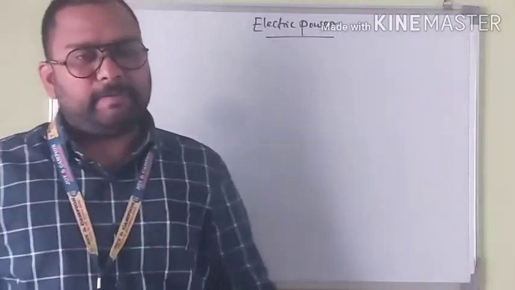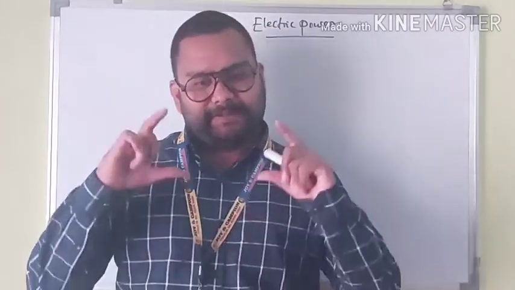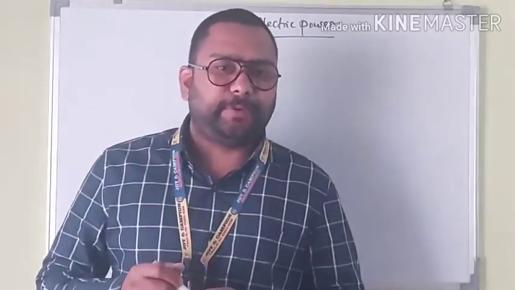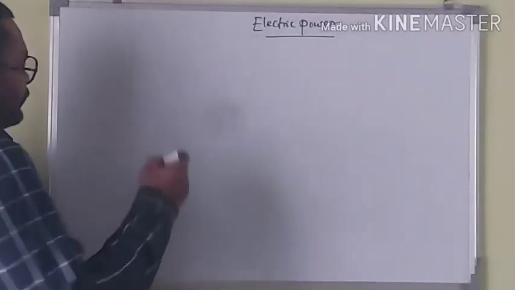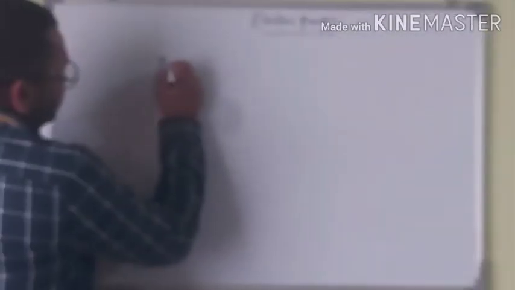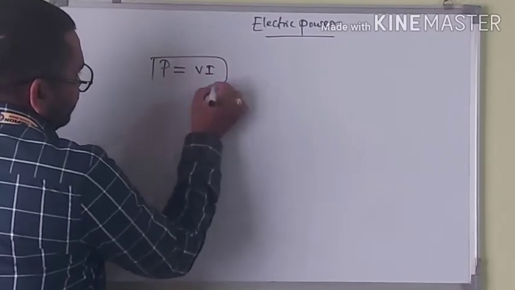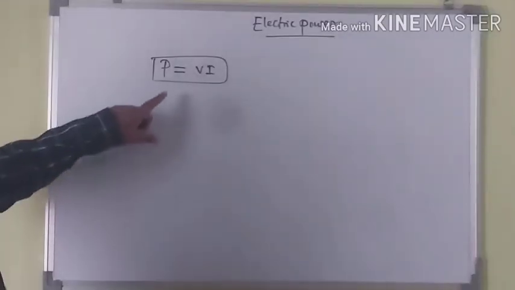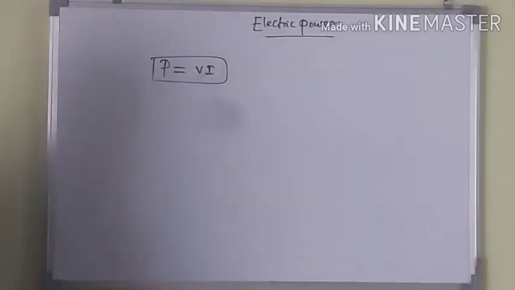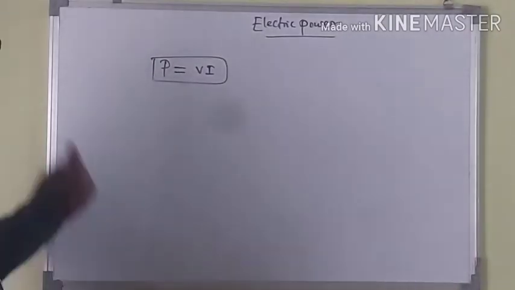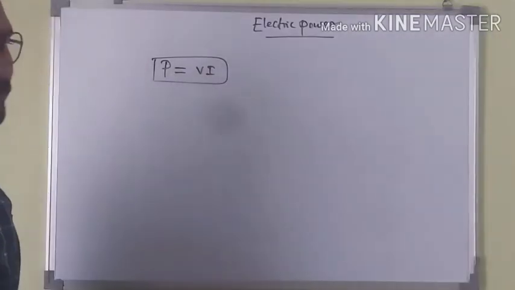Okay, so what is electric power? Electric power is the consumption of electricity in a circuit. It is known as electric power. Electric power is denoted as P is equal to VI. We already know this from the earlier class and earlier topic. In the earlier topic we studied P is equal to VI. Power is equal to potential difference multiplied by current.